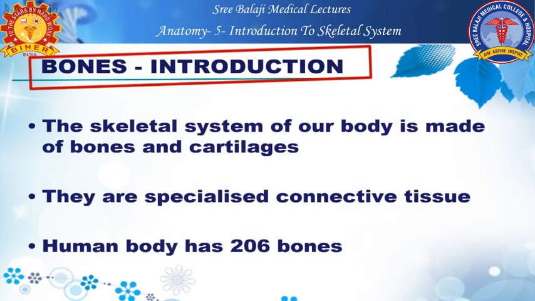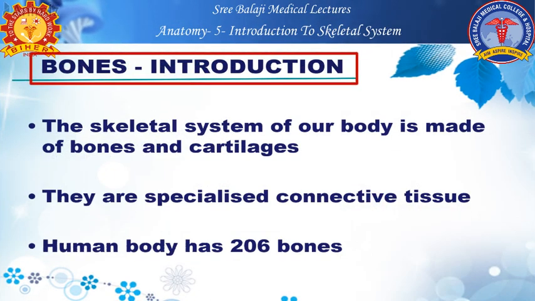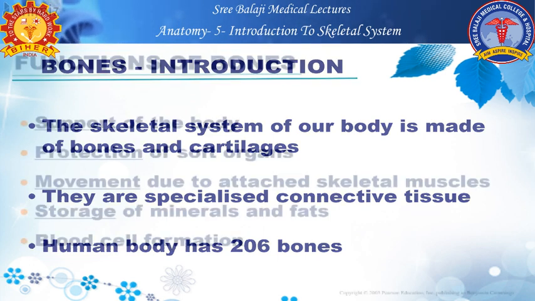Let's start the class with a small introduction on bones. The skeletal system of a body is made up of bones and cartilages. They are specialized connective tissue. The human body has 206 bones.